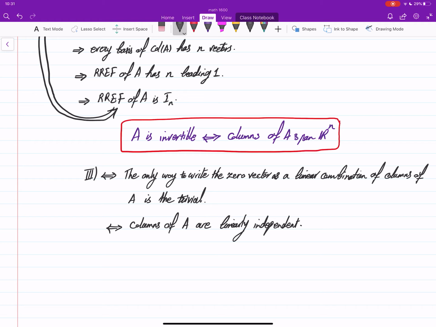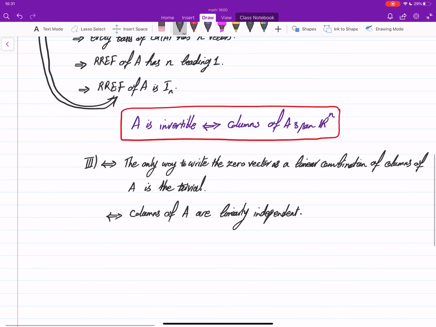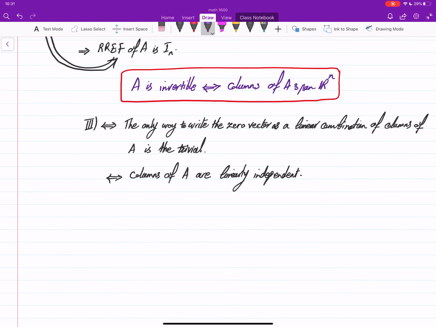And well, that is a new version. A is invertible. Not only do the columns of A span the whole Rn, but also A is invertible if and only if the columns of A are linearly independent vectors. That's the second version.